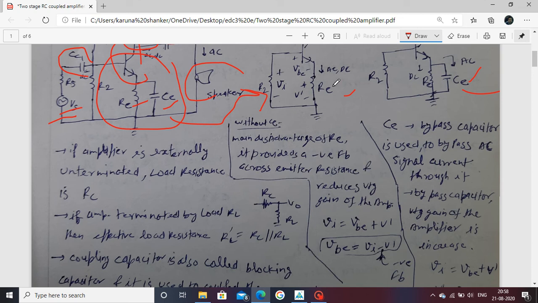It means if the emitter bypass capacitor is not present here, then the voltage gain is reduced. If the emitter bypass capacitor is present with the emitter resistance, then your gain is not reduced. The purpose of the bypass capacitor is to not provide negative feedback. If we do not provide the emitter bypass capacitor, then it provides negative feedback. If the emitter bypass capacitor is present, then the voltage gain of the amplifier increases.